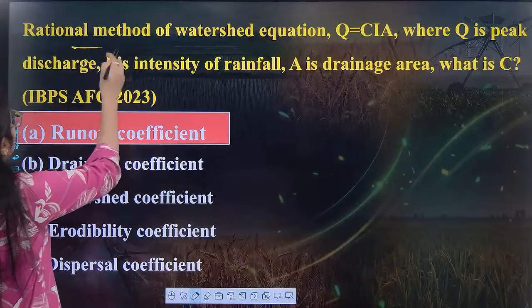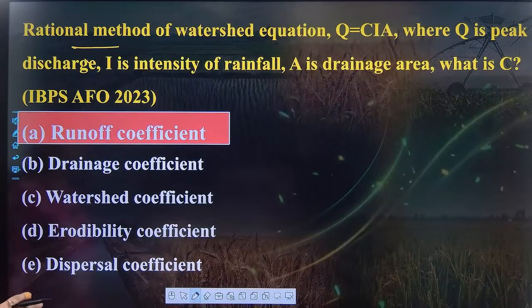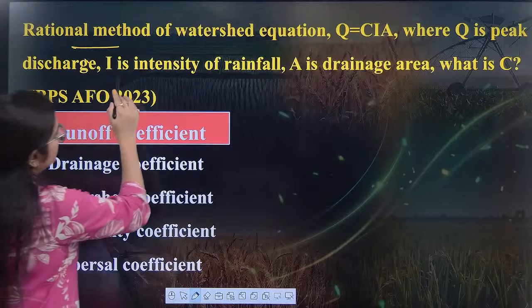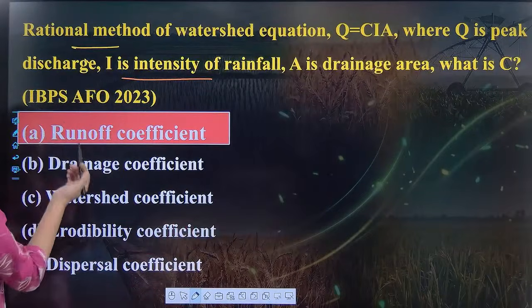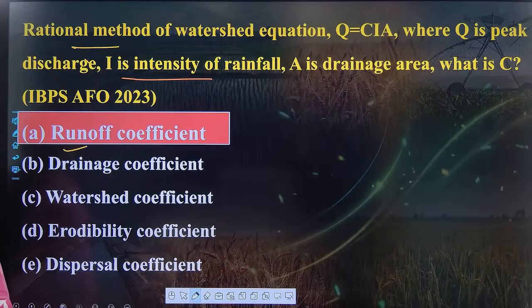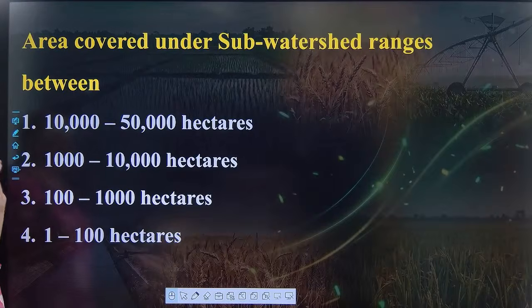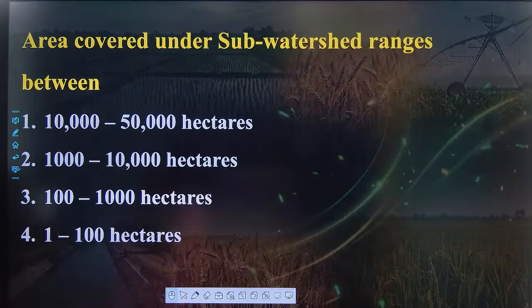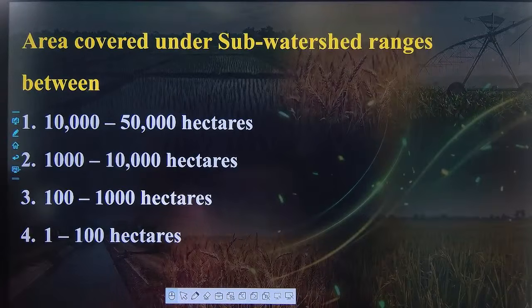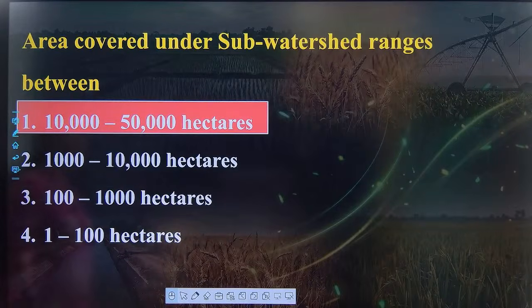The question is asking about the rational method of watershed equation Q equals CIA, where Q is peak discharge, I is intensity of rainfall, A is drainage area, what is C? And here C stands for runoff coefficient. Good. Next question. Area covered under sub-watershed ranges between. What will be the answer? Give answer. Okay. Option number 1. Good.